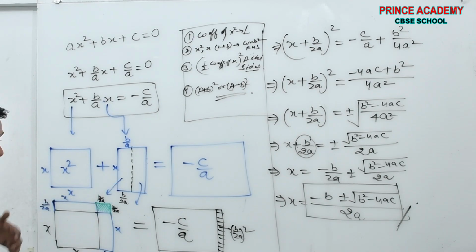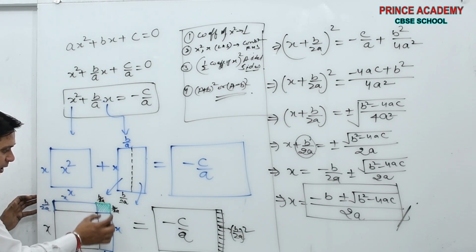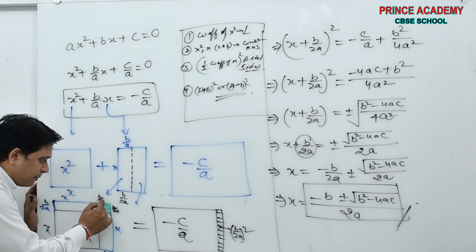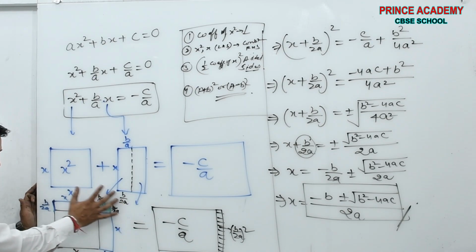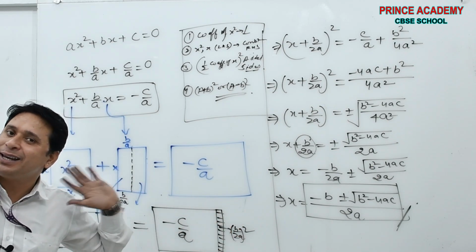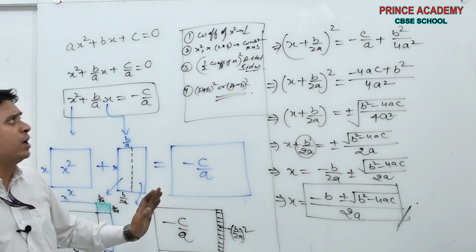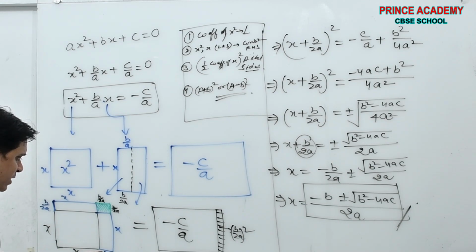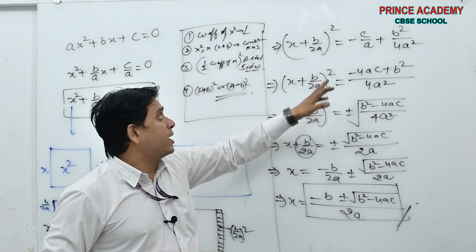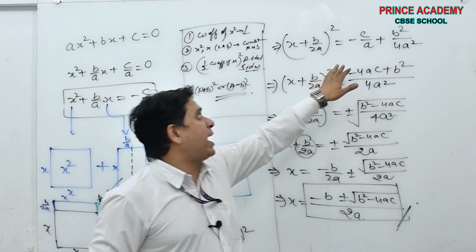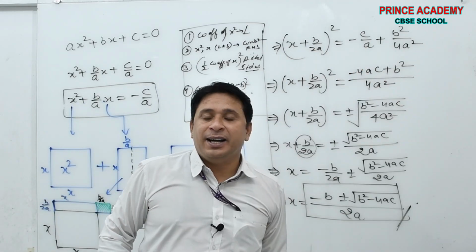Otherwise, you will have a complete square with side x plus b by 2a. That's why the square of side b by 2a, meaning area b by 2a whole square, is added. Here it became a complete square, and the b by 2a square area is also added through this rectangle. What we got on the left hand side is a square of side x plus b by 2a, whose area is whole square, equal to minus c by a plus b by 2a whole square. When we added this, we got this. Shift the square to that side and you will get the result.